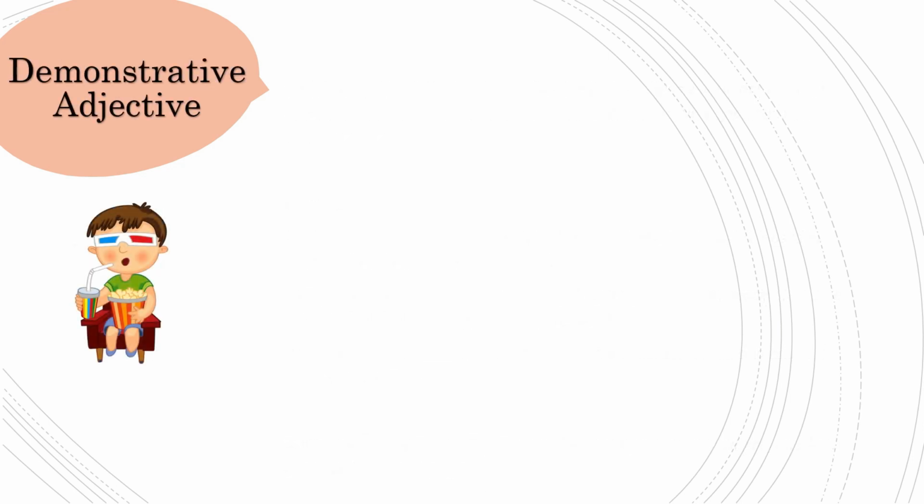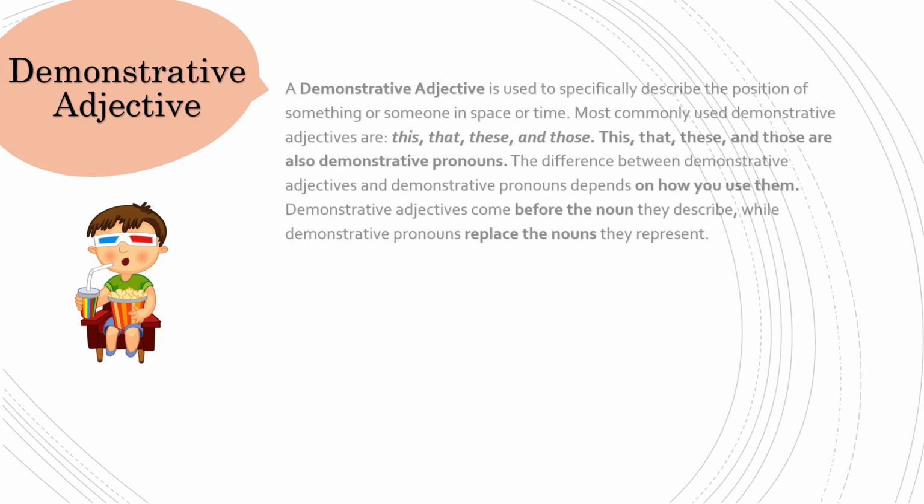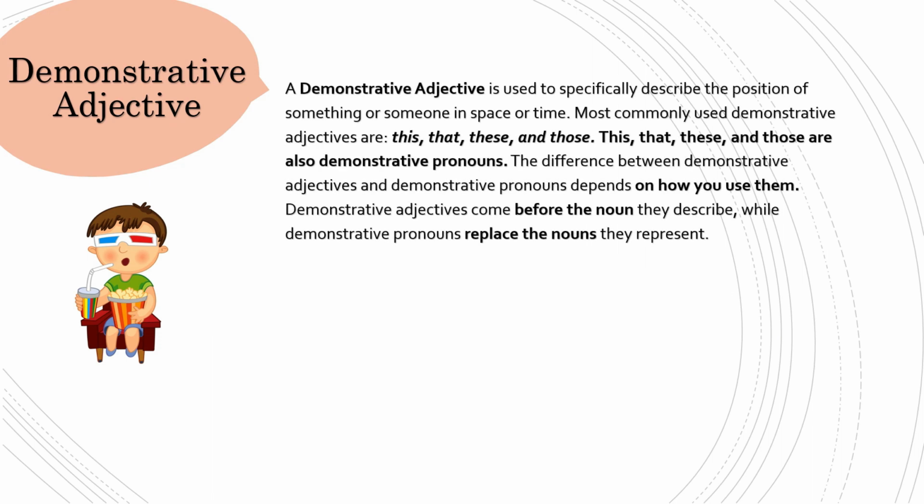Demonstrative adjective. A demonstrative adjective is used to specifically describe the position of something, or someone, in space or time. Most commonly used demonstrative adjectives are this, that, these, and those. This, that, these, and those are also demonstrative pronouns. The difference between demonstrative adjectives and demonstrative pronouns depends on how you use them. Demonstrative adjectives come before the noun they describe, while demonstrative pronouns replace the nouns they represent.